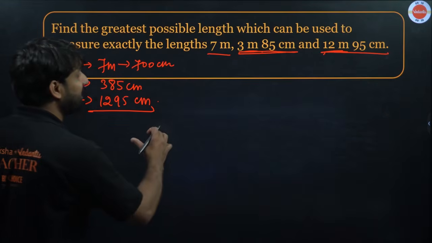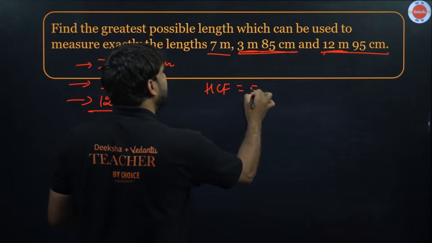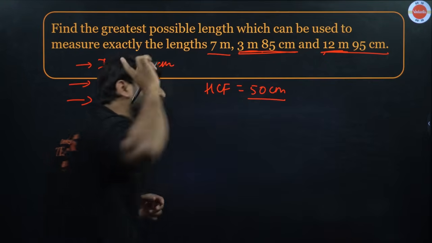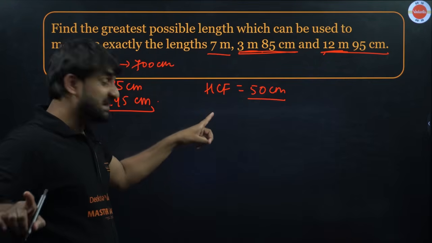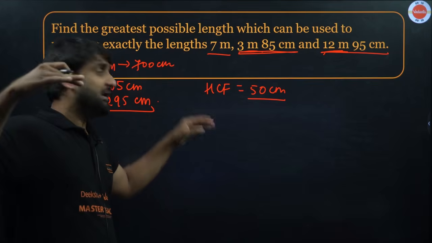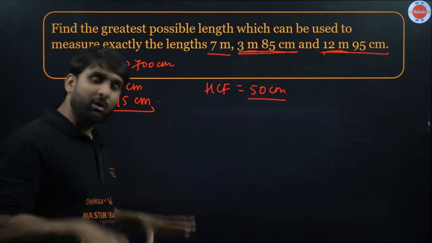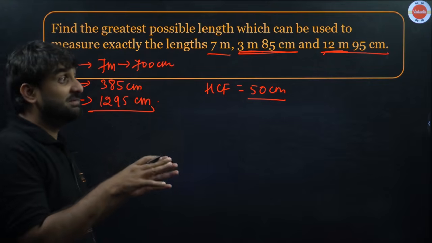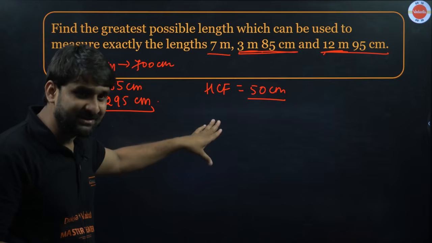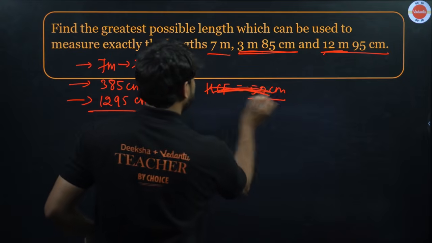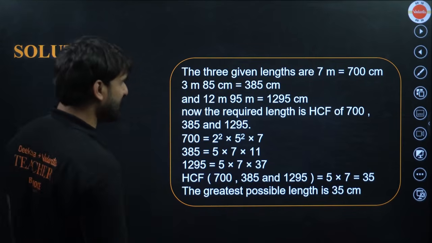Why, my dear champion? Listen. Let's just assume the HCF is 50 centimeter. The HCF always comes smaller than these numbers, please keep it in mind. And the LCM will always be equal to or greater than the numbers, but the HCF is always smaller than the numbers. And we want the measuring length which can measure these things, so that will be smaller than these, and that is the HCF. So this is not the HCF, I am just assuming.